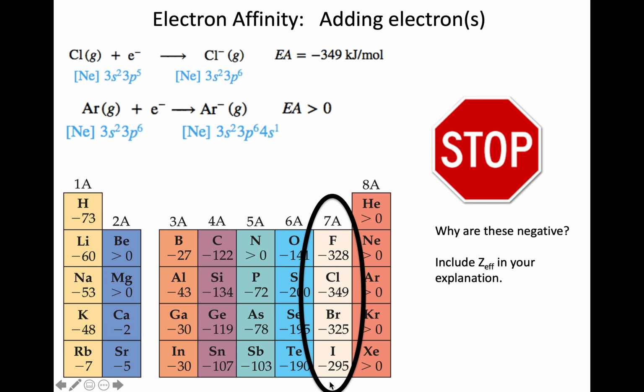Now, if I look at the halogens, it's favorable in every case. Those are my most negative values that I have for electron affinity. What's your explanation for this? Why are these negative values? I think you need to include the concept of effective nuclear charge in your explanation.